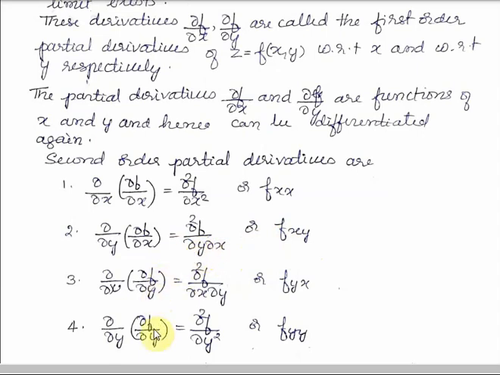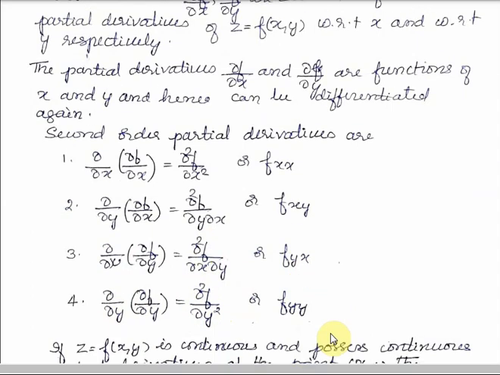Similarly, if I take dou f by dou y and differentiate again, with respect to x it becomes dou square f by dou x dou y, and with respect to y it becomes dou square f by dou y square. The order here is from right to left, first dou y, then dou x. Here it is from left to right, f y x. So these are the partial derivatives of second order.